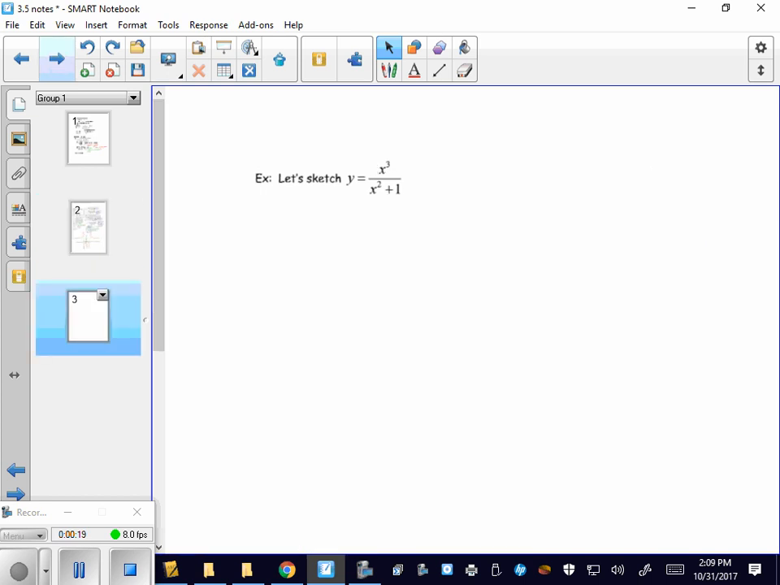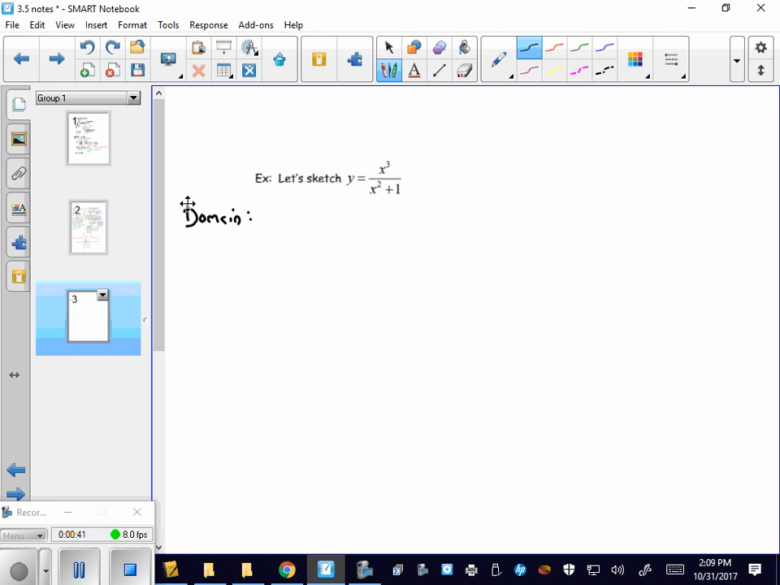The next problem, as you can see, we have y equals x cubed over x squared plus 1. This one is going to have a slant asymptote because the numerator's power is exactly 1 higher than the denominator. So we still need to get all the other information. So we're going to talk about our domain.